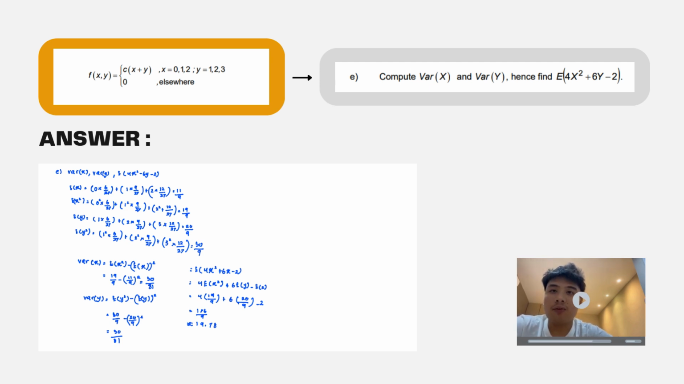When we get the variance of x and y, we substitute into the equation given, which is E in the bracket of 4x squared plus 6y minus 2. And then we substitute, and then we get the answer.